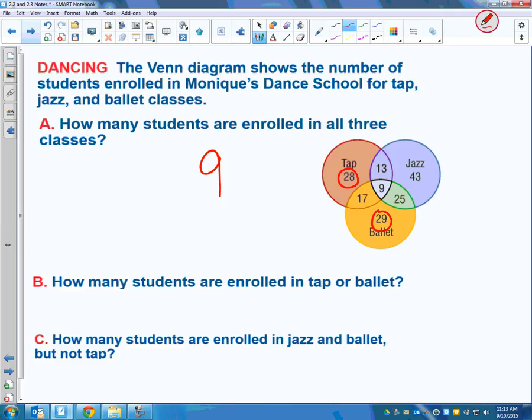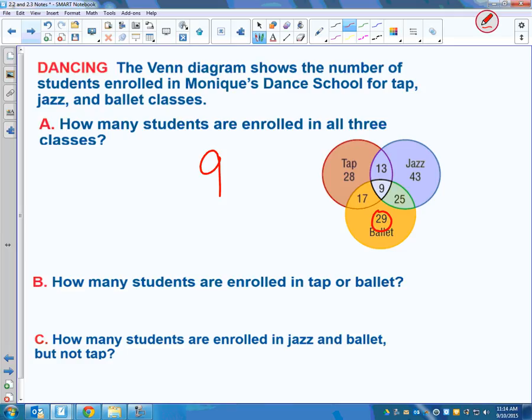Because that's how many are in both of them. So that means they're already included? Answer B, 28. They're not included. So 28 represents just how many are only taking tap. Does that make sense? 13 are taking tap and jazz at the same time. 13 are doing that. So the number out here is not included in those.